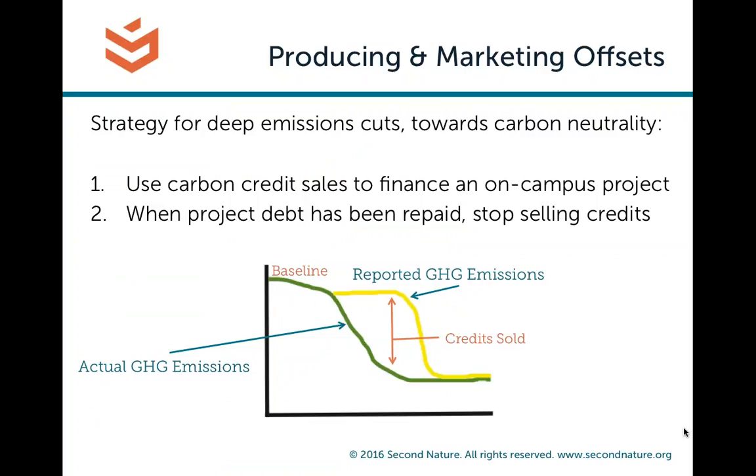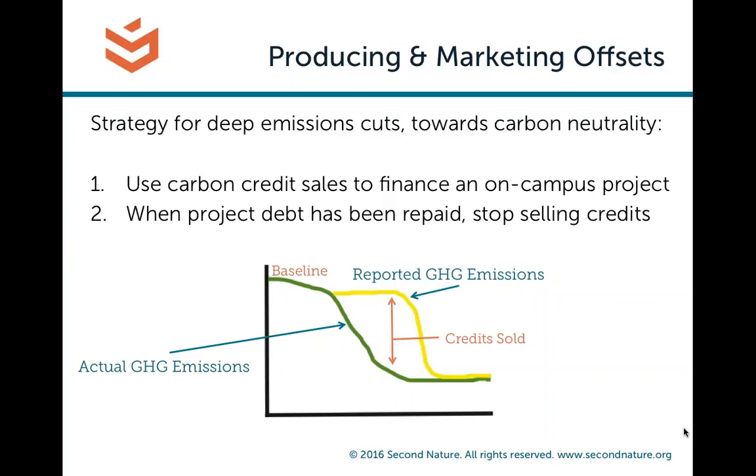So before we get into the details, I just wanted to give a quick overview on how carbon credit sales can fit into a carbon neutral strategy. One way to look at this is it's a way to finance deep carbon emissions cuts that will bring your school closer to its goals. Basically, you would use carbon credit sales to finance a larger scale project on campus that otherwise you may not have the capital to invest in.